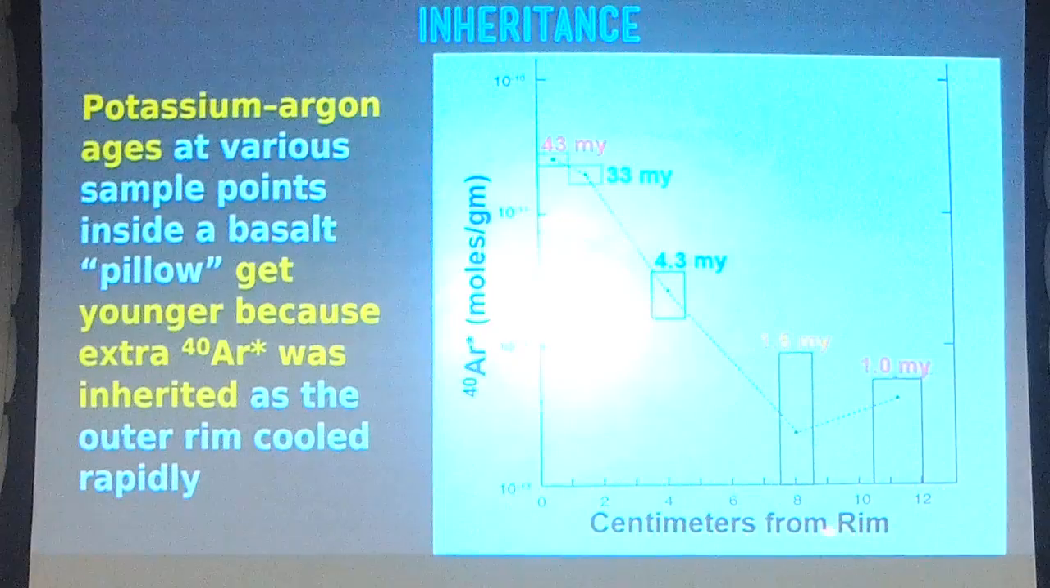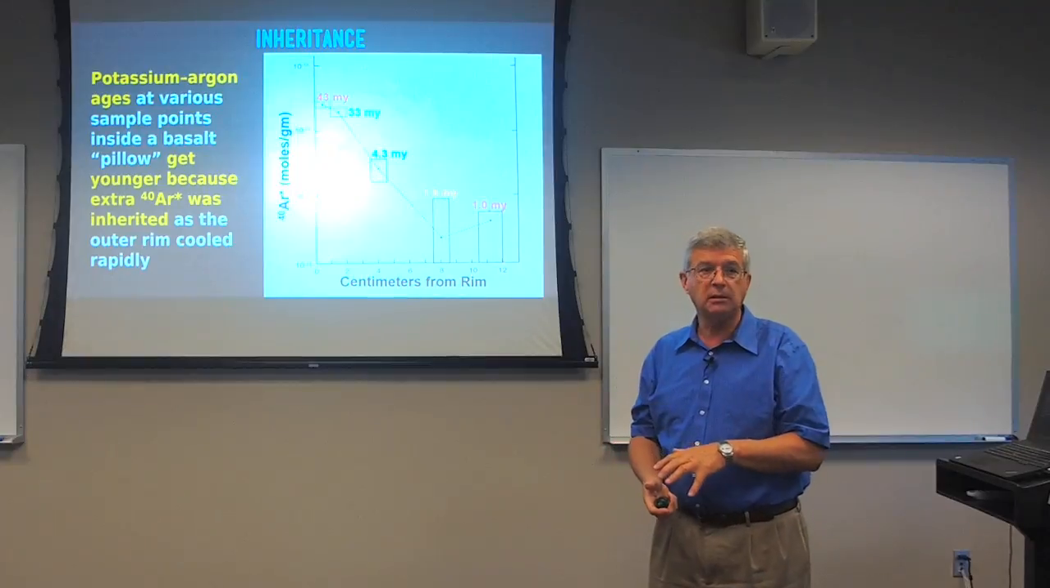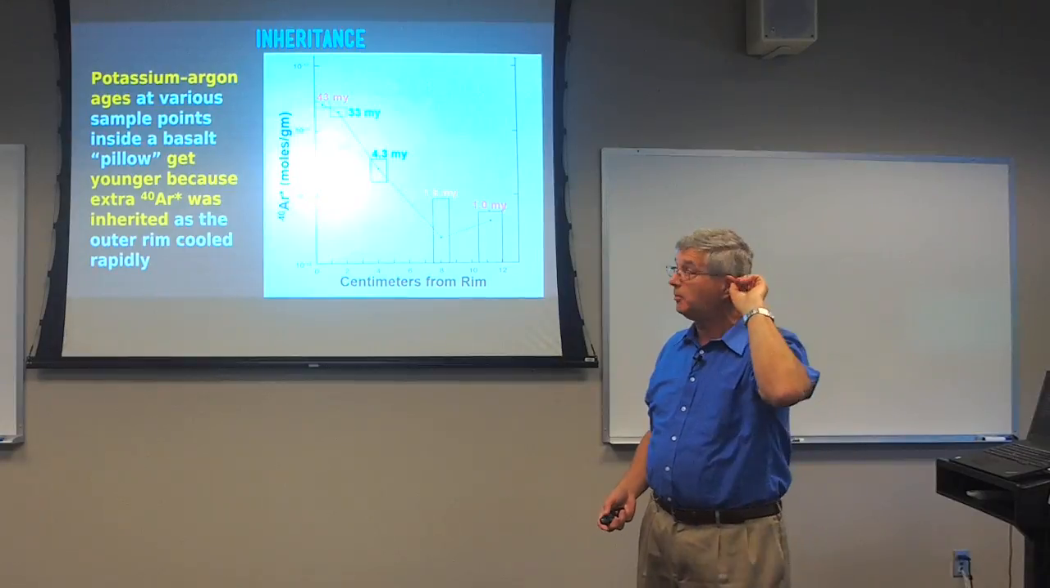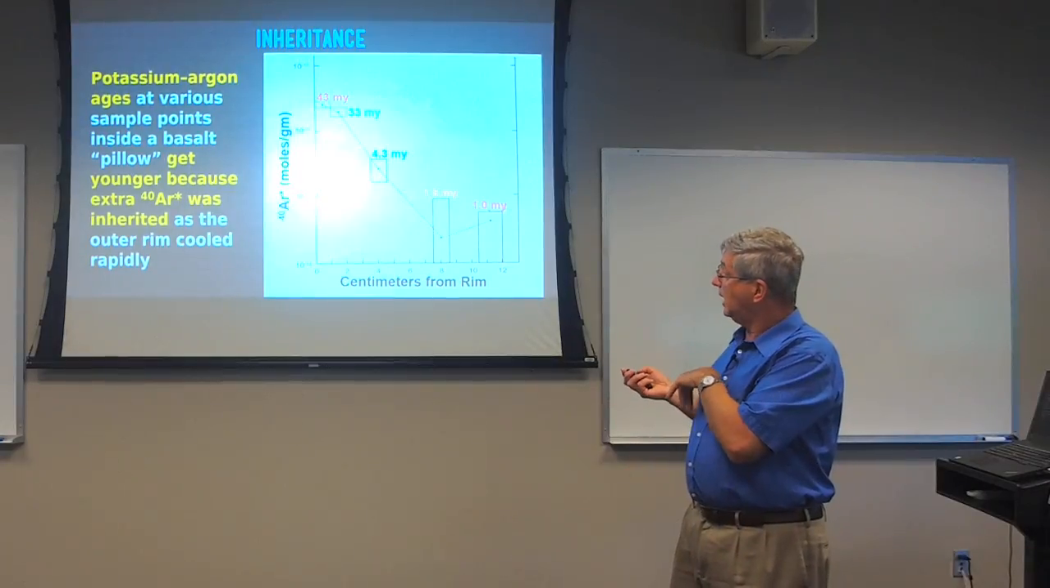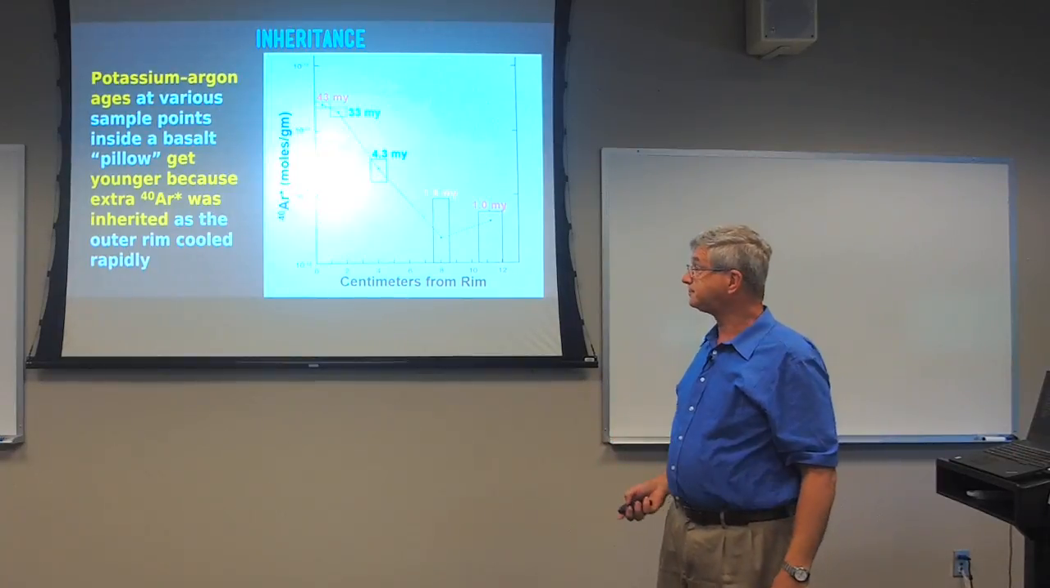These are centimetres. For translation purposes, 2.5 centimetres is an inch. So we're talking about 4 inches into this cooled lava flow. As you get into this pillow, the rock actually gets younger, because at the outer skin it cooled so rapidly that it quickly locked in all the argon that was available, whereas inside, as it cooled more slowly, it didn't lock in as much argon.